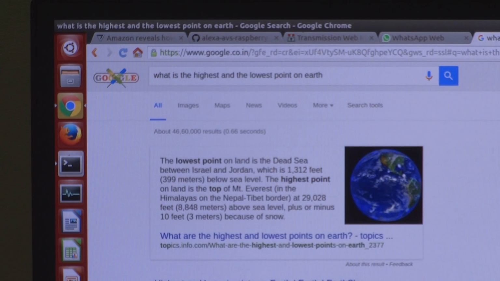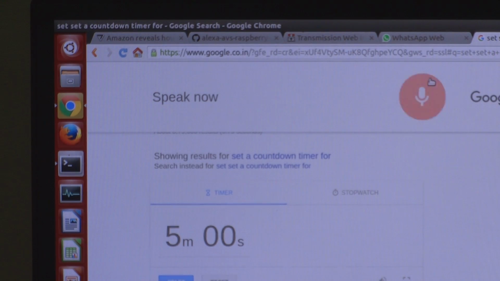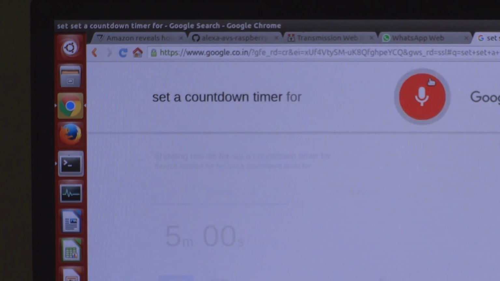And that's it. It did not give me information where and how high it was. And similarly for the lowest point on Earth. Now as you guys can see, first of all, Google Now was able to understand the whole question. And in one go, it had two parts, what is the highest point and the lowest point on Earth, and understood and it replied. Set a countdown timer for 15 seconds.